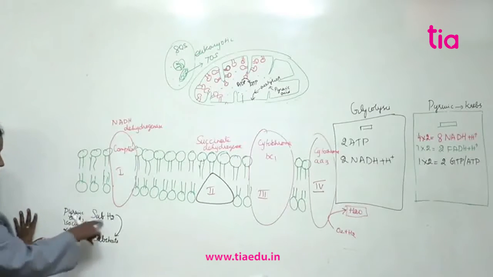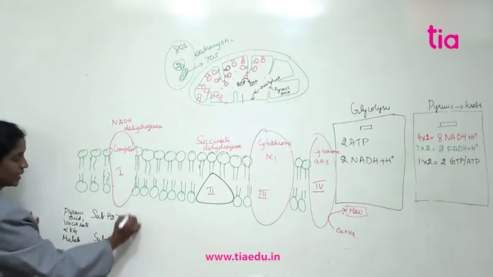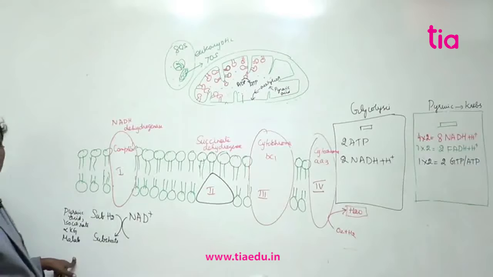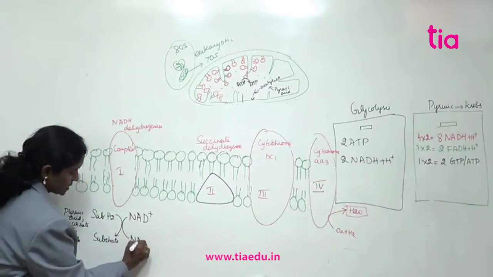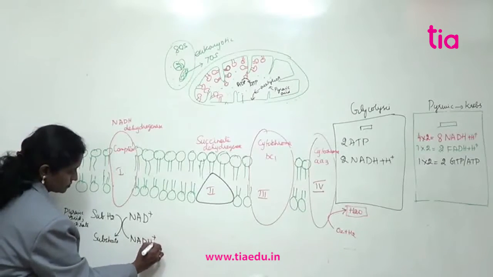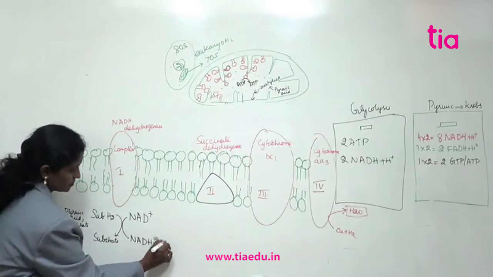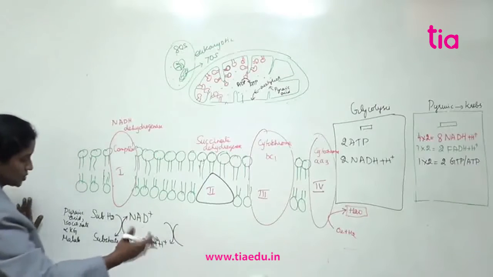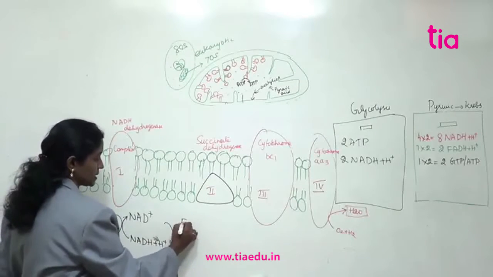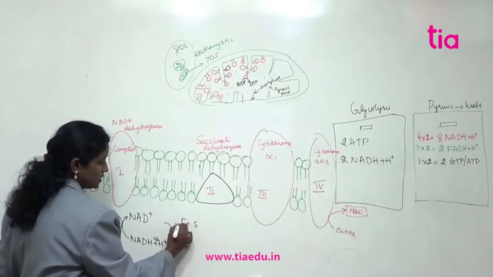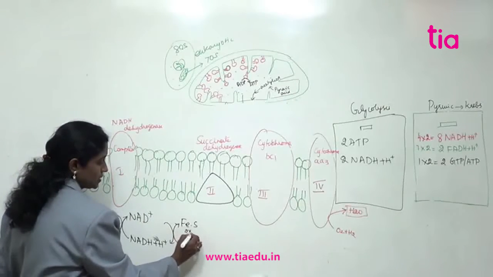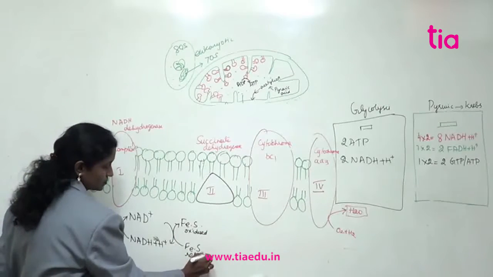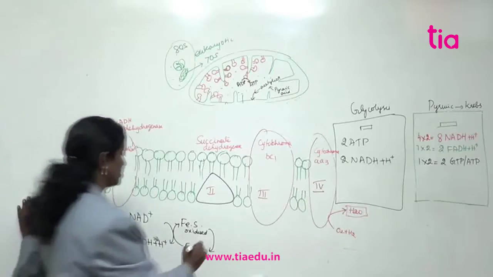Anything can come and donate the hydrogen, and to whom? NAD. Oxidized, reduced, and the substrate goes back. Then NADH plus H plus. Again oxidized, reduced, you keep on drawing. Then there are a lot of iron sulfur centers here. Iron sulfur center, oxidized, reduced. Then what will be the next one?